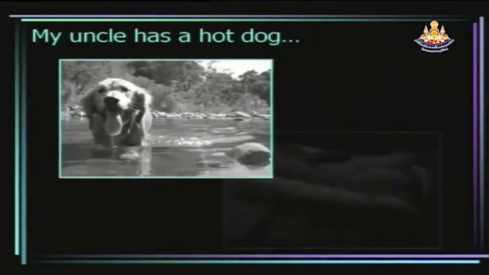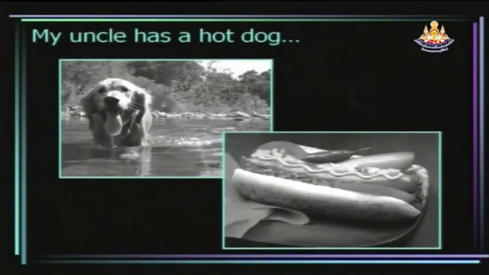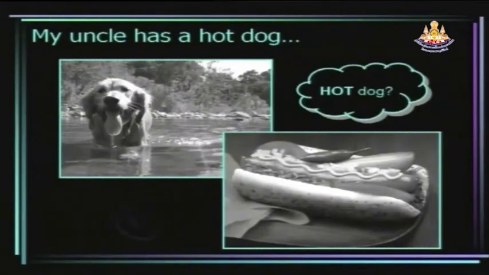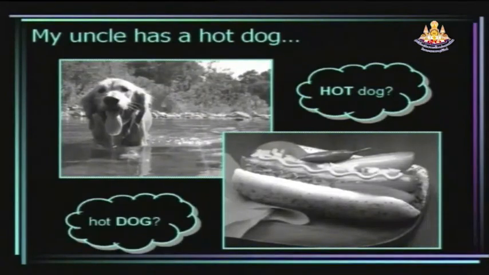We can use pictures to illustrate the difference between compound nouns and the adjective that is describing the noun. Tell me which picture is which. My uncle has a hot dog. The picture of the dog or the picture of the food? I think food. Food, right? Right. That's okay.